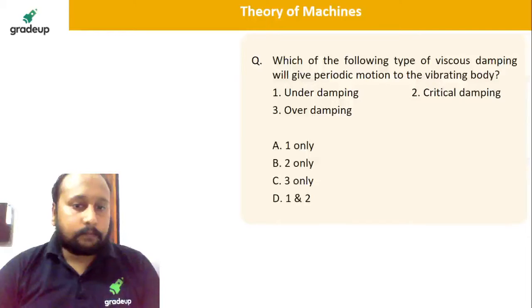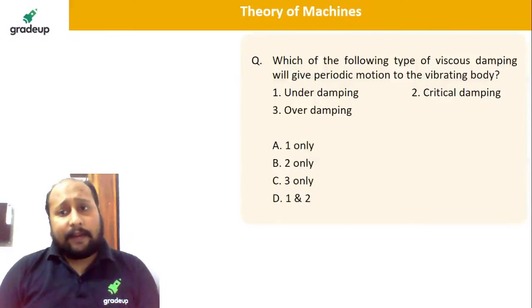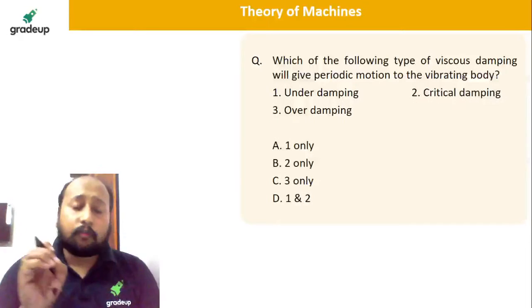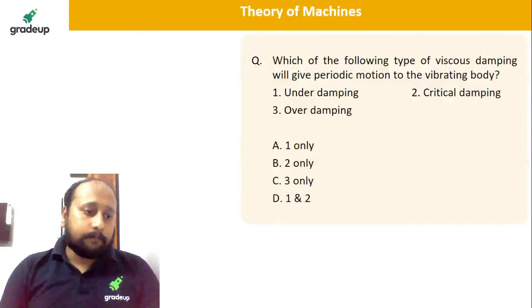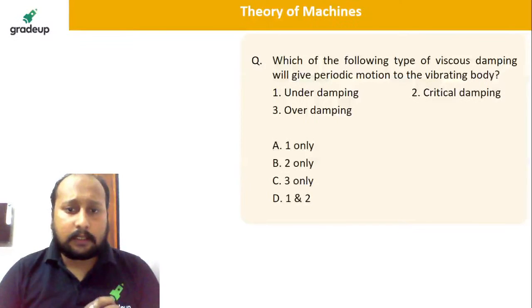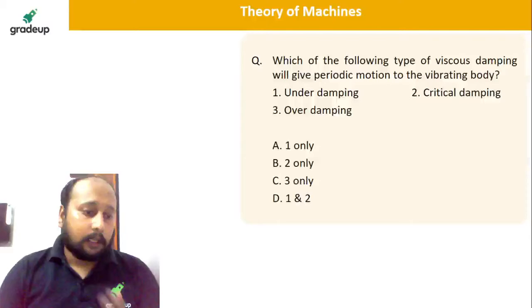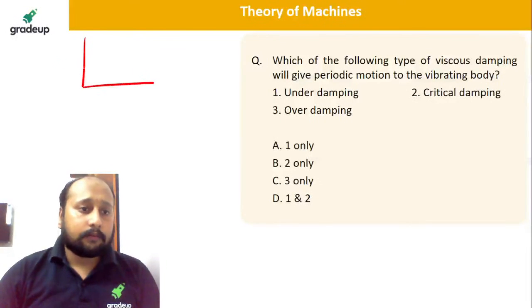Next question. Which one of the following types of viscous damping will give periodic motion to a vibrating body? So they're having three options. You have to tell me in which damping system we will have the vibrating periodic motion. Is it underdamped, critically damped, or overdamped? Remember the graph. By the graph you can directly answer this question. X and time. Quickly. Option A, B, C, and D.